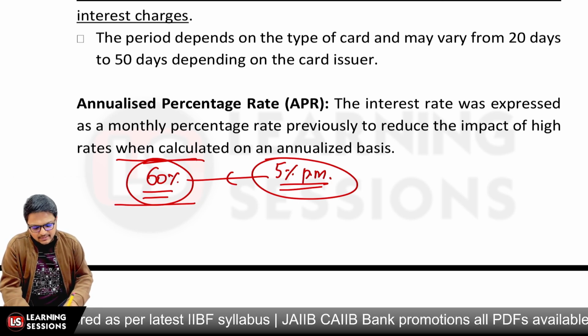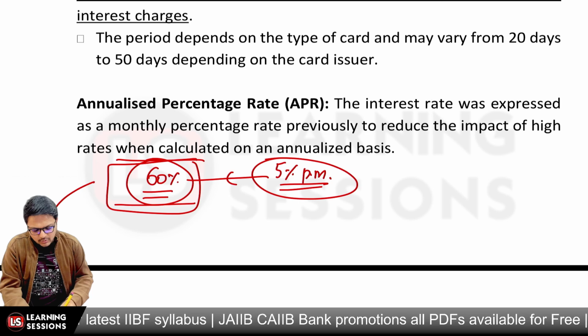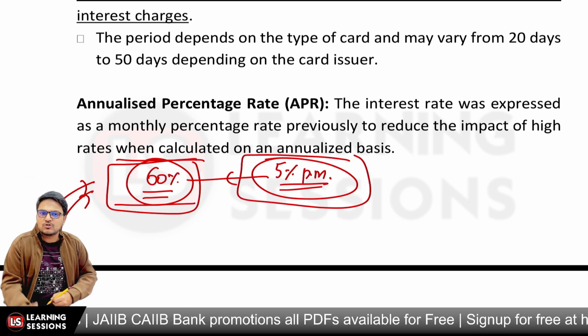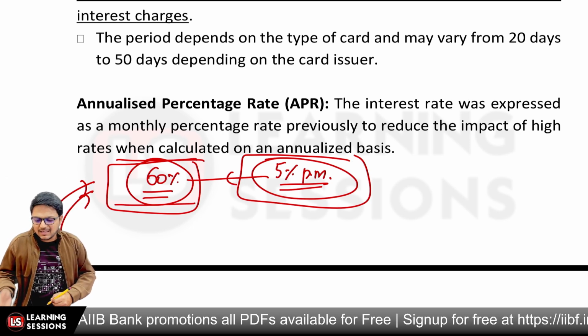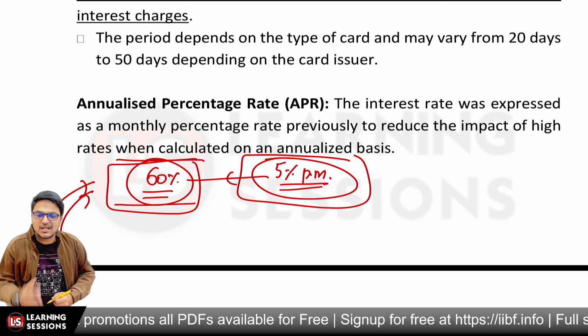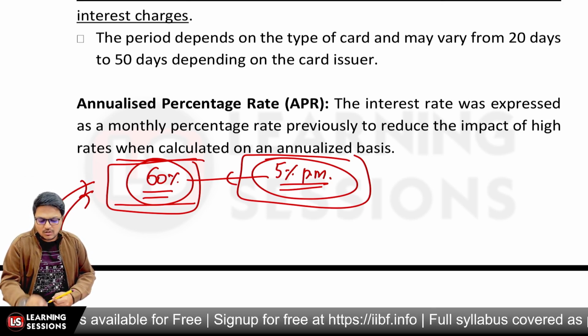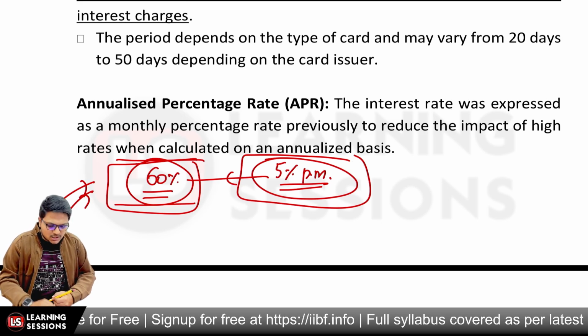So there is now a standard Reserve Bank of India guideline that banks are to indicate the APR rather than showcasing the 5% per month, so as to lure the customers that a lesser rate of interest is being charged. The actual picture is to be shown to the customers.